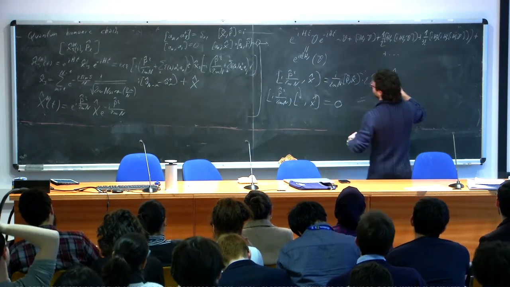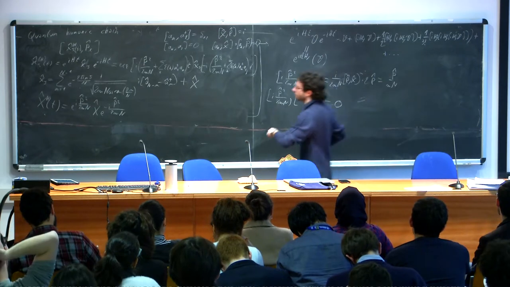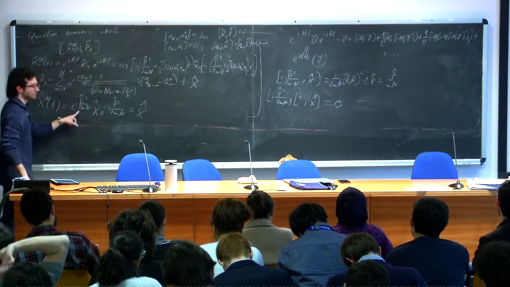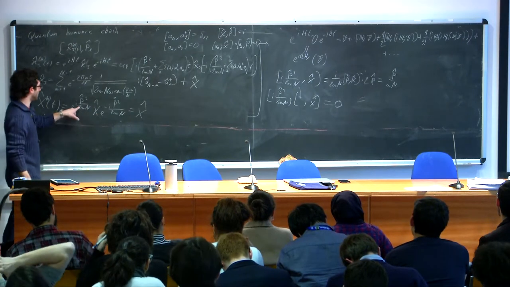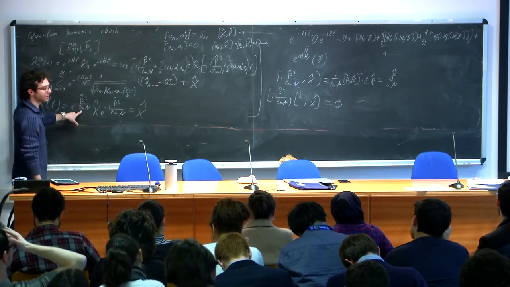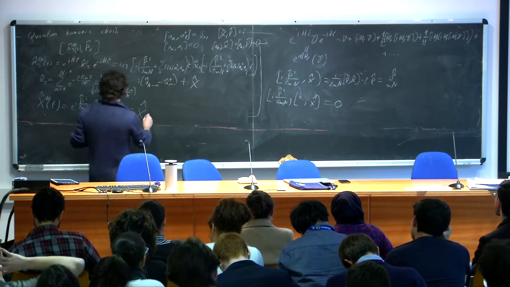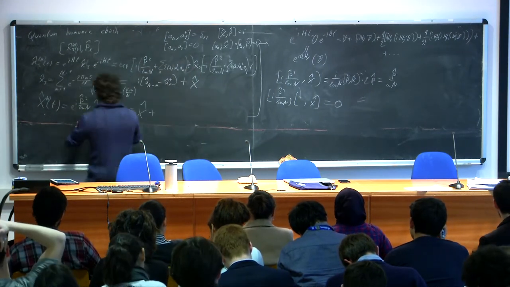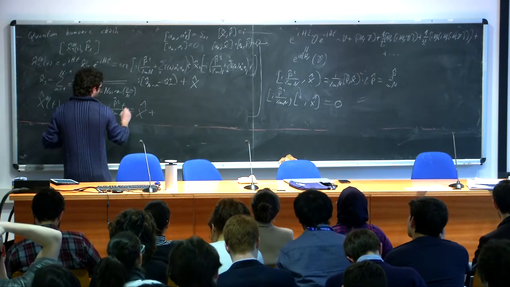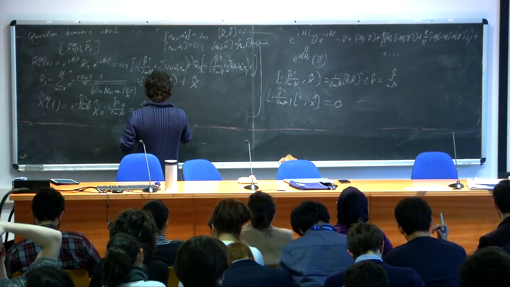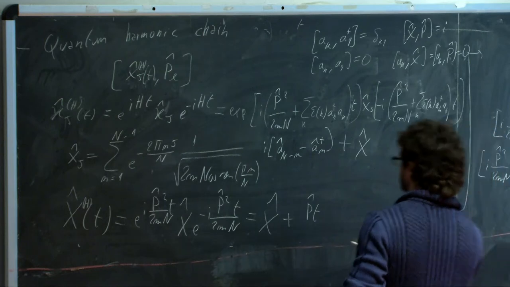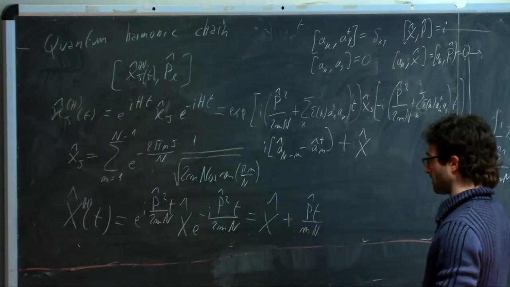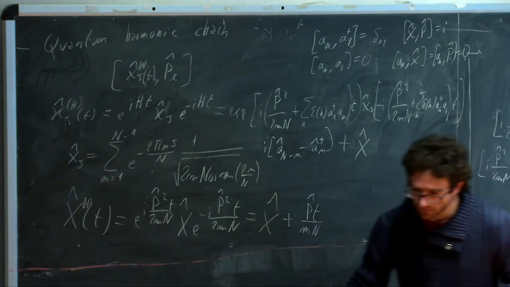So this means that this is equal to X, which is the zero order, when you expand the exponential at the zero order, like 1. And then you have plus what we wrote there. Oh, there is a time here, sorry, I forgot the time. Plus P t over mN. Is it correct?